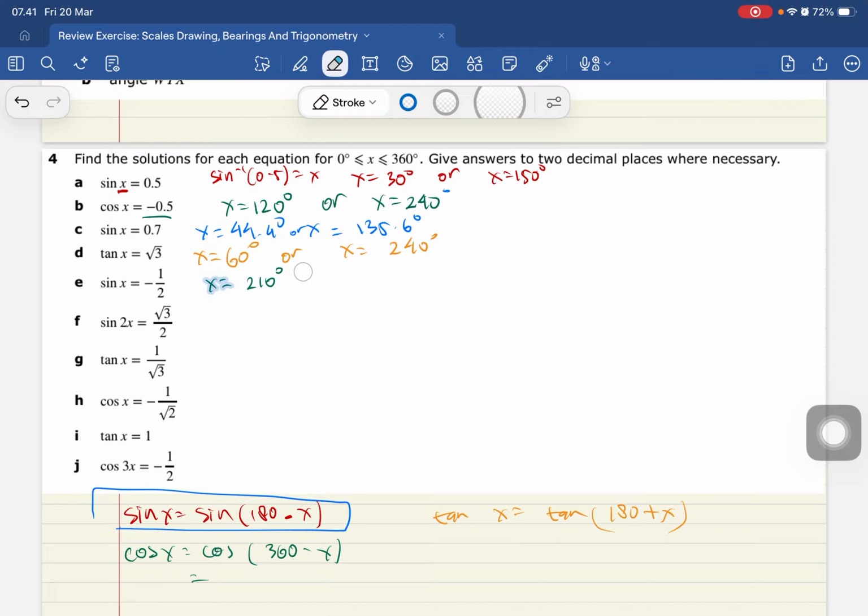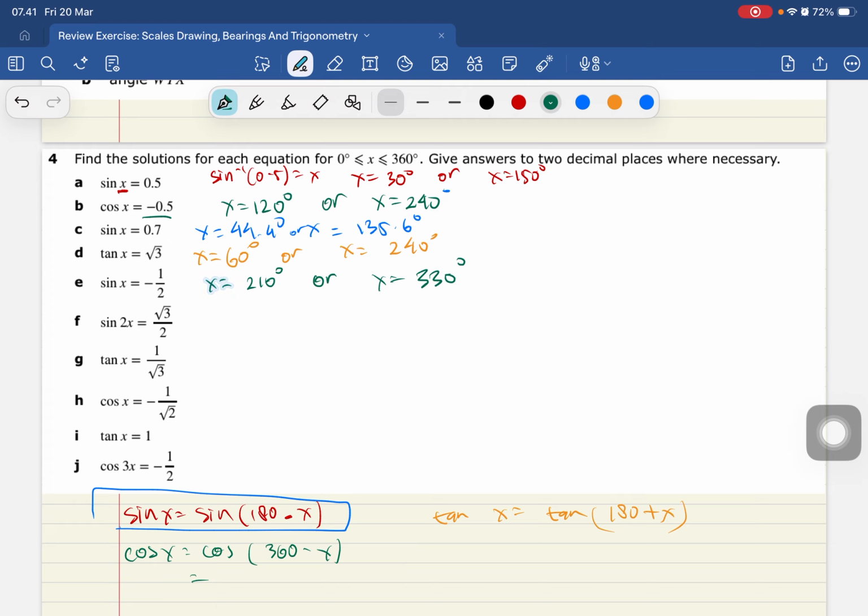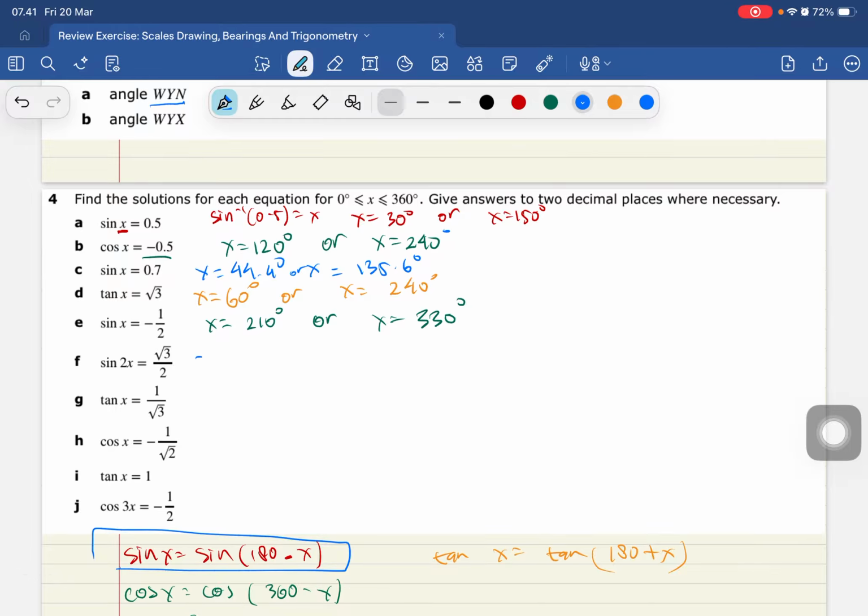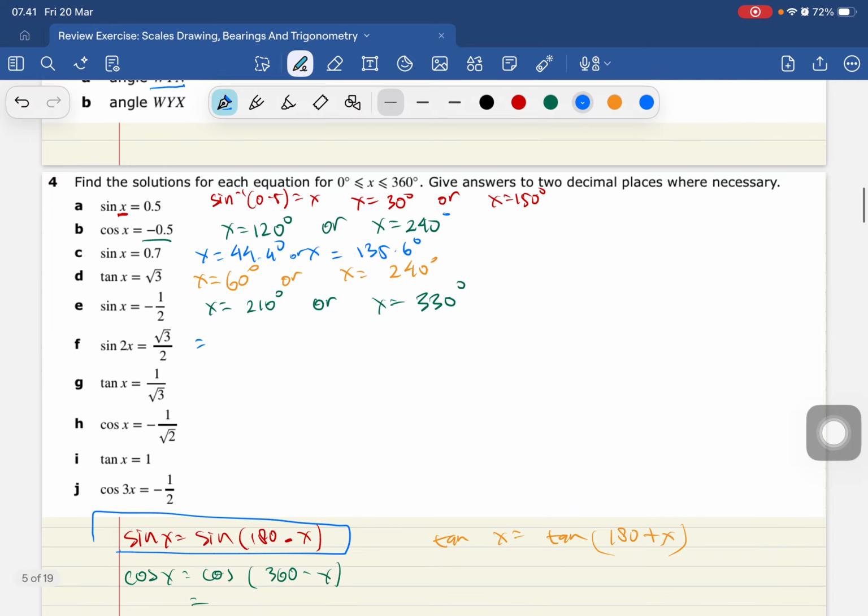So another x is 210, or another x is gonna be 330 degrees. Okay, we'll go next. Sin 2x. So for the 2x, we need to find the x first, then we divide it by 2. So this is 60 degrees. So 2x equals 60 degrees, so the x is gonna be 30.